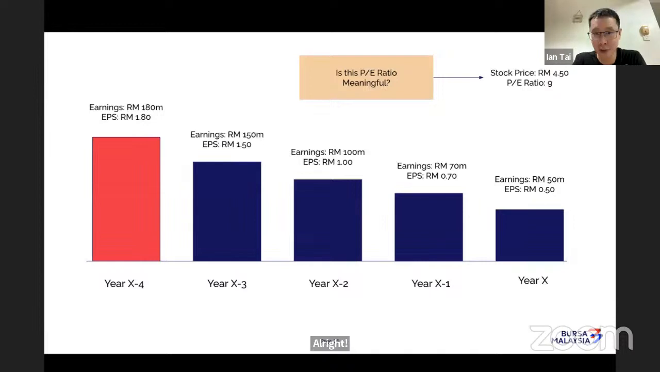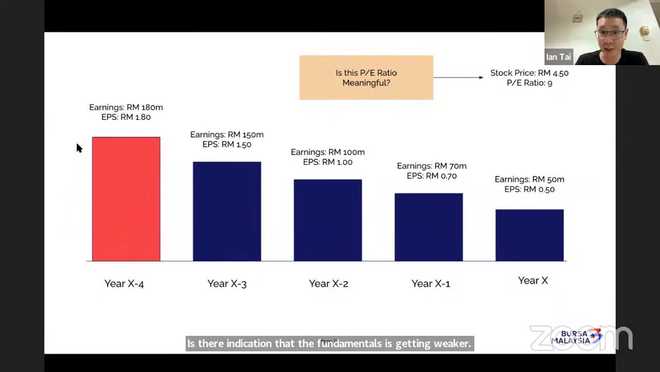once upon a time, it used to do better. Now, if the fundamentals are deemed to be weakening over time, this kind of thing is an indication that the fundamentals are getting weaker. So if the fundamentals of the company are getting weaker, a valuation ratio like PE ratio is no longer meaningful. So that is situation number 2.